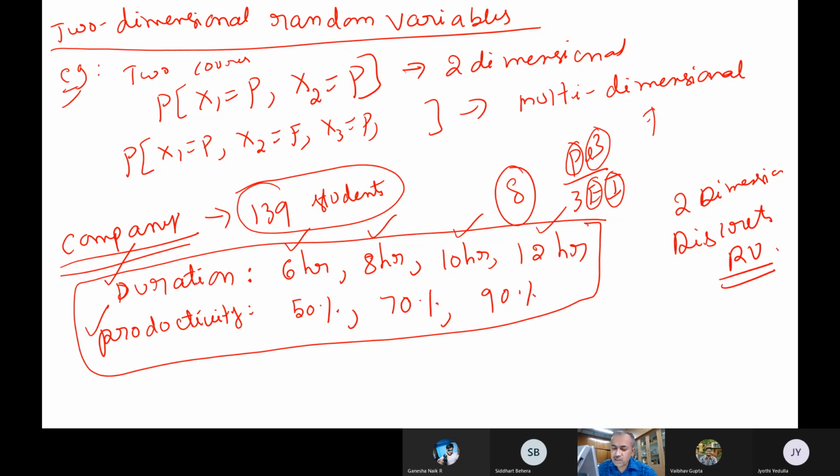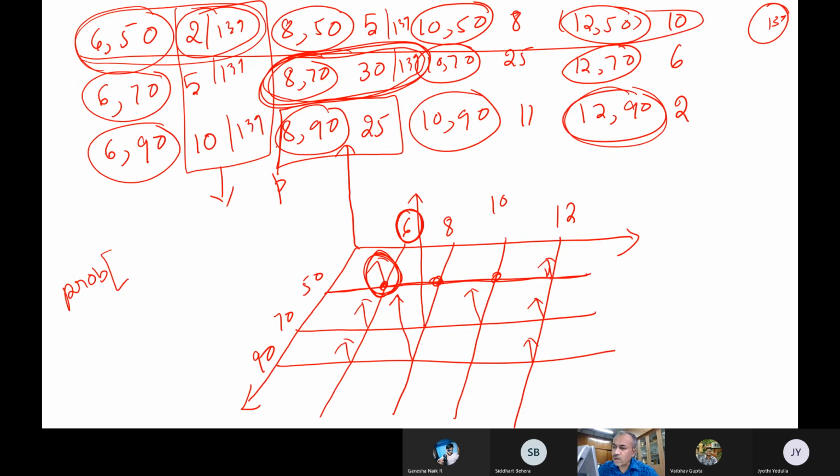Then how do we construct this probability density? First we have done the discrete case. We have taken a typical example like 139 students, how much time they spend and their productivity. Of course, you can do this as independent also, like duration is no way connected to productivity, that also one can do. But if these two are interlinked, because how much time you spend and how much is your productivity are very interlinked, how to construct the probability densities?